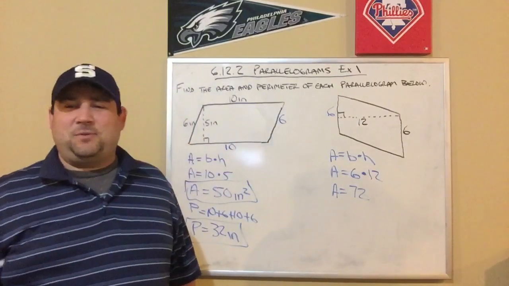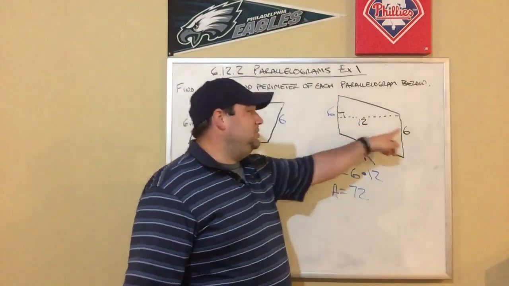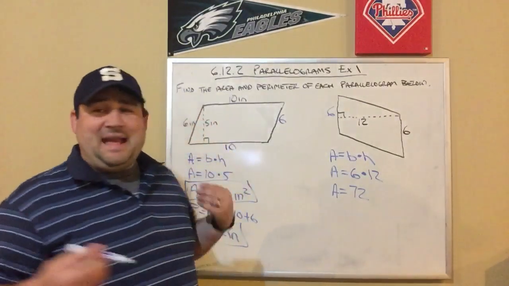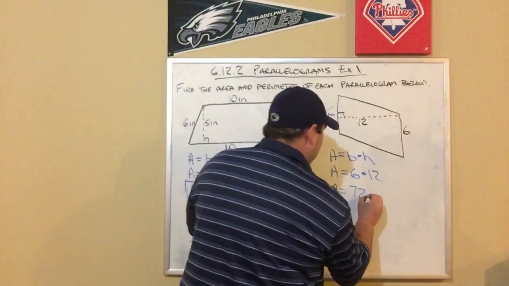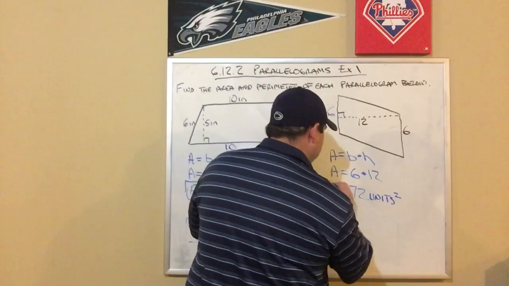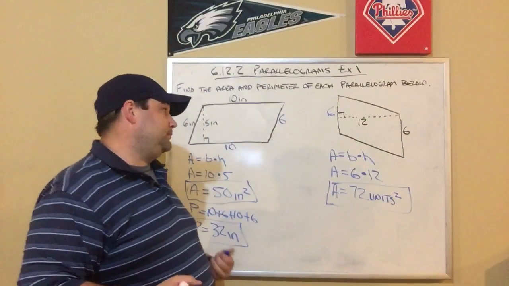Now another issue on this problem, I don't think we had any examples like this in the rectangles, is there's no unit. It doesn't say inches or feet or meters or miles. When that happens, you just write units, because I don't know what it is. And again, it's still squared because area is always square units.